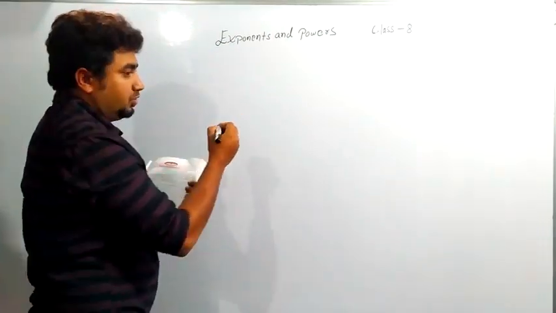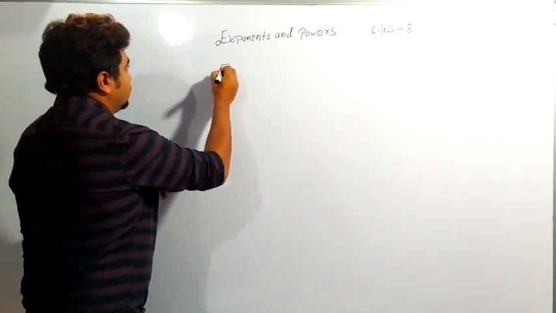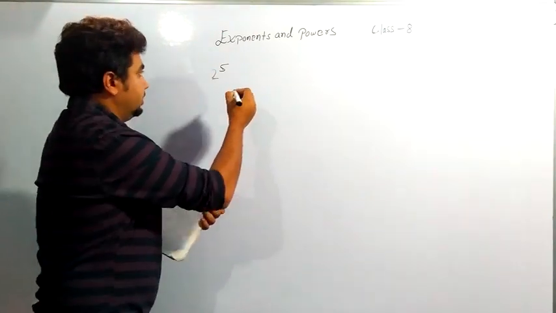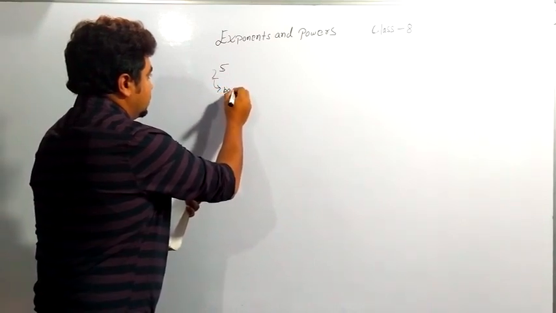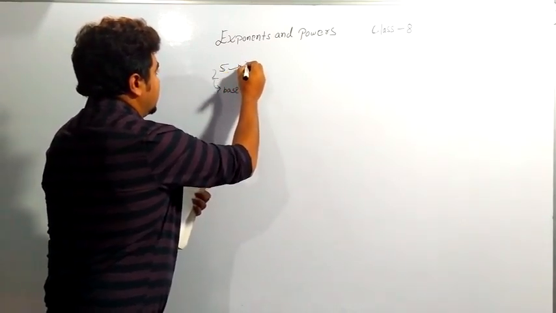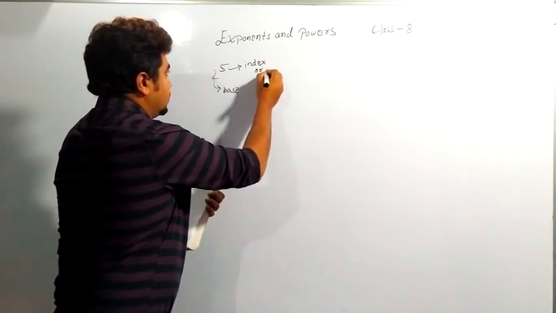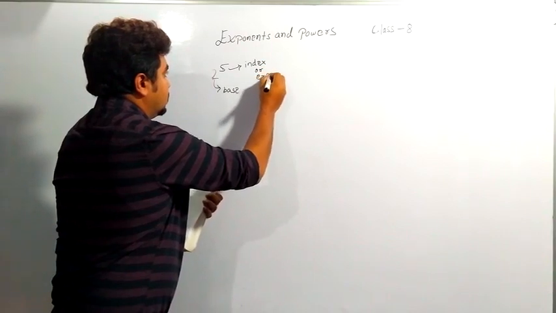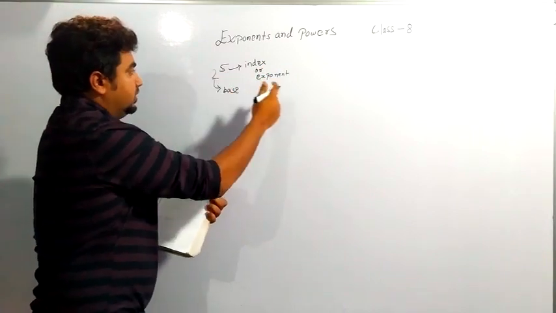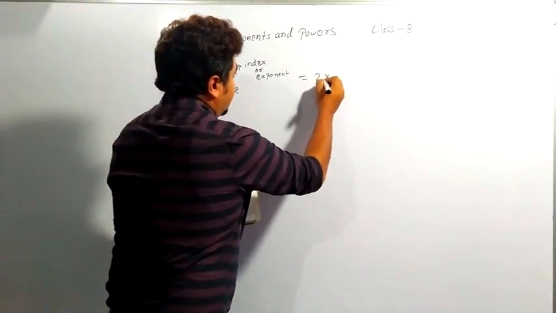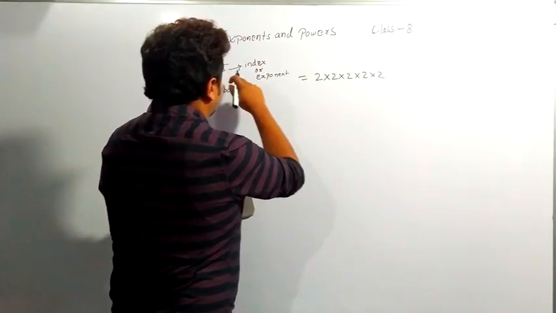If I show it by an example, say 2 to power 5, this 2 is the base and 5 is the index or exponent. So for further clarification, 2 to power 5 can be written as 2 into 2 into 2, 5 times.